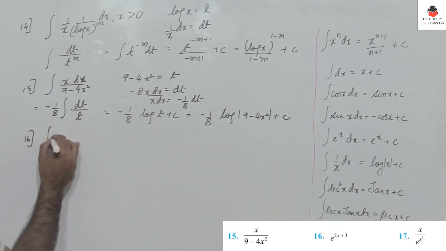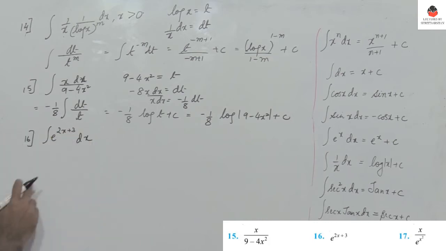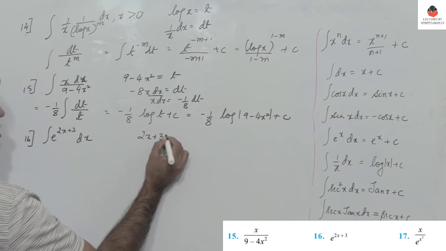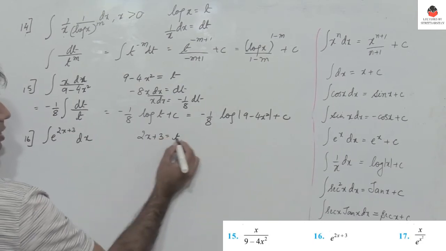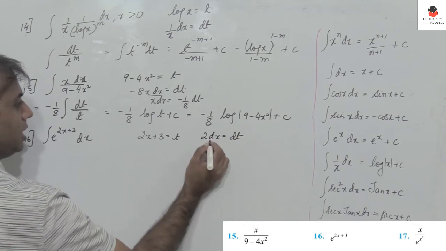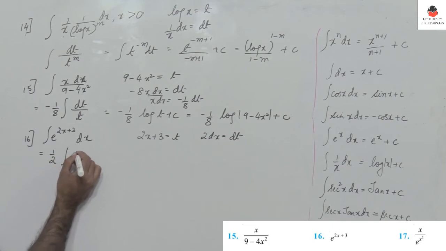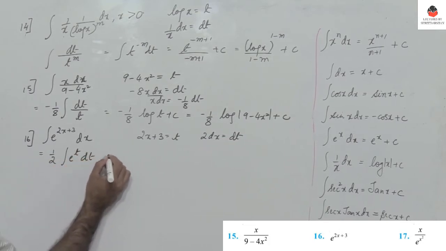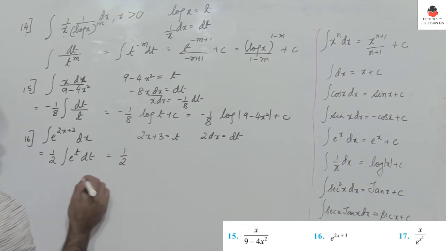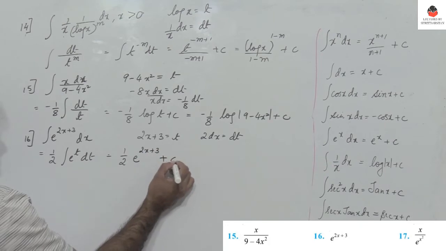16th one, integral e power 2x plus 3 dx. So put the exponent 2x plus 3 equals t, right? So you get 2 dx equals dt, or dx is dt by 2. So you have 1 by 2 integral e power t dt. So integral e power t is e power t itself. So you have 1 by 2 e power, what is t? 2x plus 3, plus c.